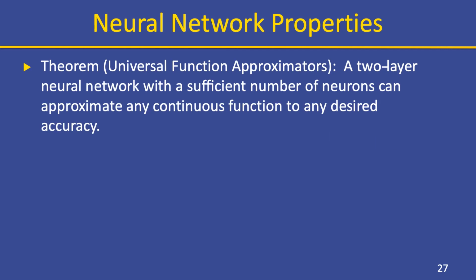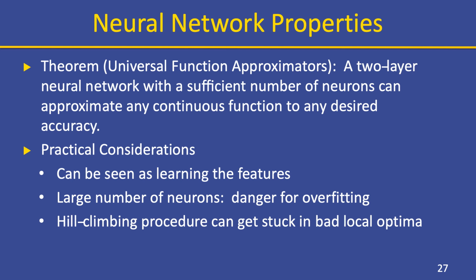There is this important theorem that tells us that a two-layer neural network with a sufficient number of neurons can approximate any continuous function to any desired accuracy. That means that with enough neurons, a two-layer neural network can learn anything, any aspect of the world that can be expressed as a continuous function. That's good news. Now, in practice, the hidden layers of the network can be seen as learning and refining the features. It becomes less important that we pick the right features. The wrong features will be filtered out early.